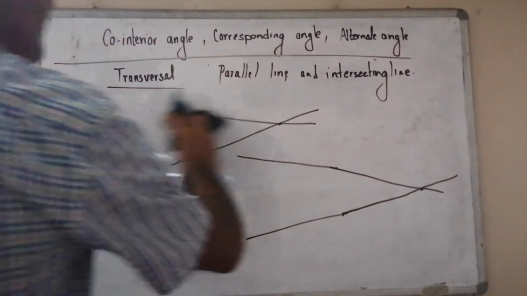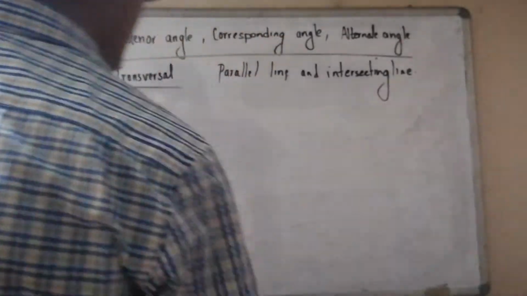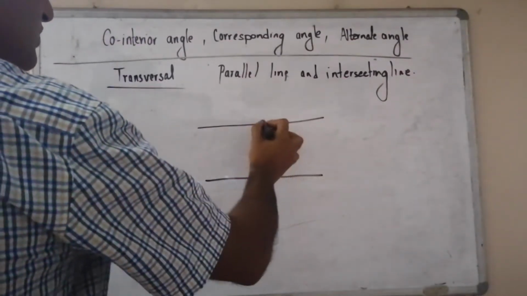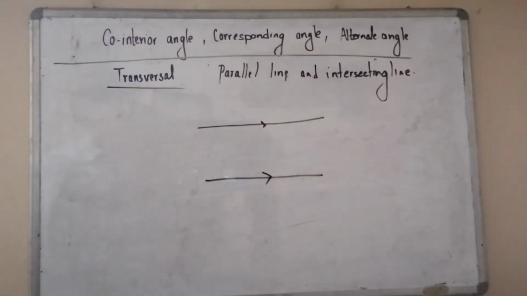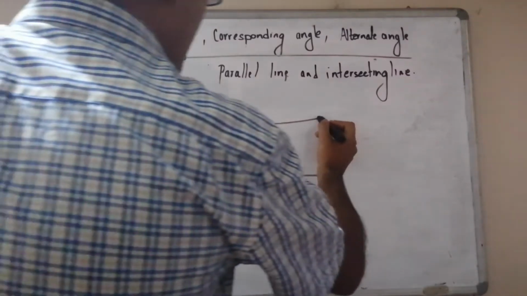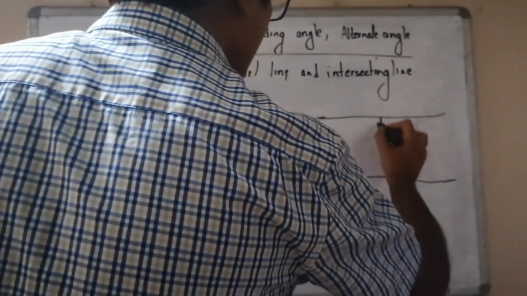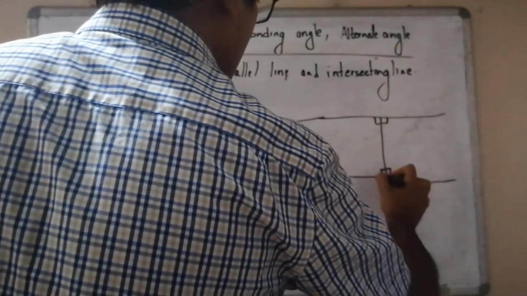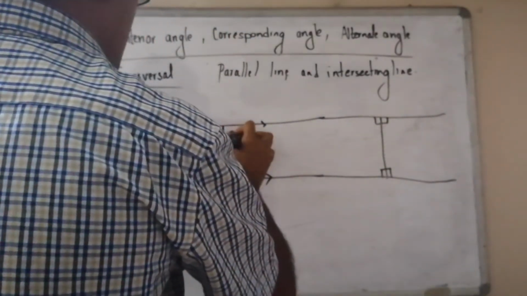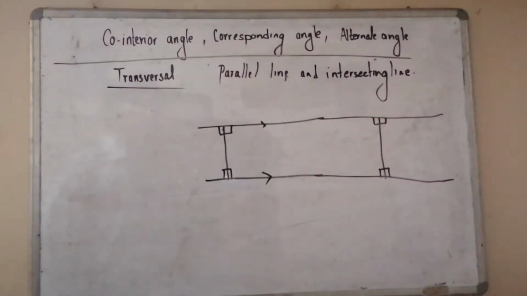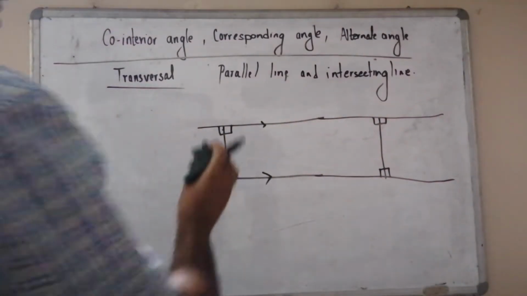Now parallel line. Parallel lines are those lines which never intersect anywhere in the plane. If we extend this line, it will never get intersected. It will go on maintaining the same equal distance in every part between the parallel lines. If you make a perpendicular line here, the distance along this perpendicular is always equal. Then that is a parallel line.